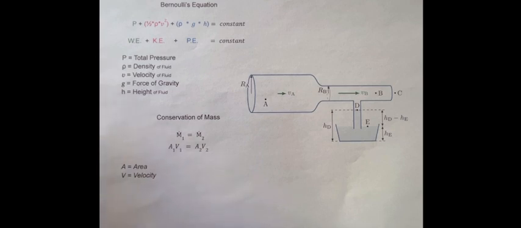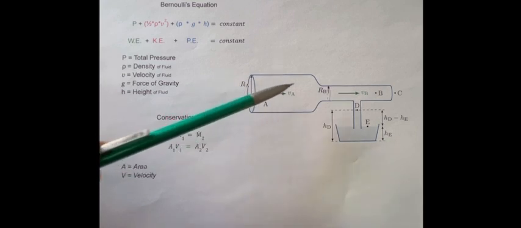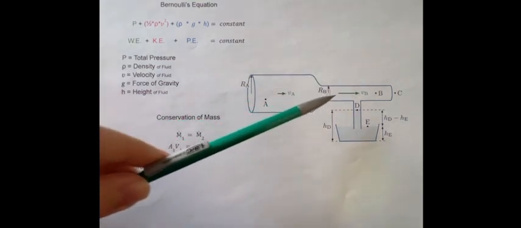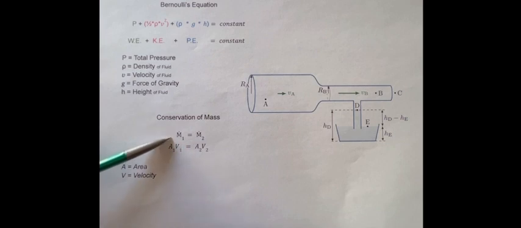Conservation of mass states that the mass flowing through one area must equal the mass flowing through another area. This can be expanded to the area times velocity of one area must equal the area times the velocity of another area. Coming to our diagram, the area of section A is greater than the area of section B, so section B has to have a higher velocity to keep this true.